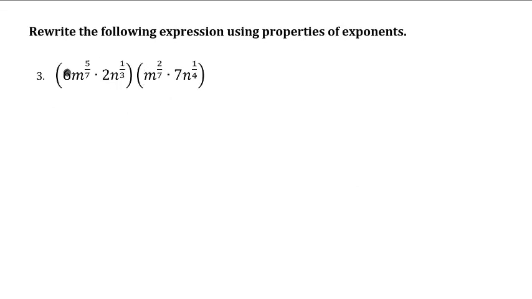Question number 3 has me multiplying together a bunch of terms. So I'm just going to rewrite this without parentheses. And you'll notice that, when we're multiplying and there's no addition or subtraction here, all we do is just multiply from left to right.